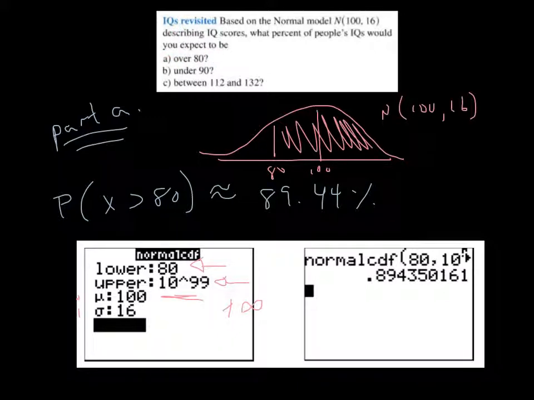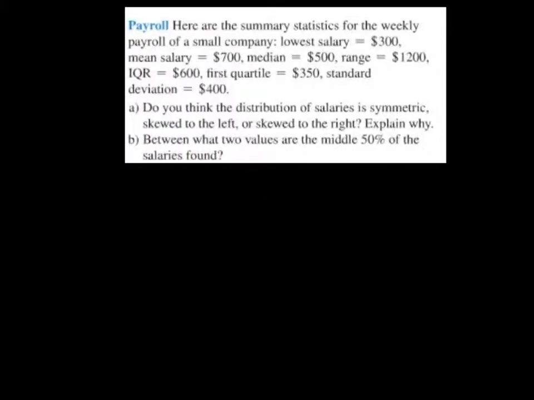And we move on. Now you're going to bump into some other questions that challenge your understanding of what's going on. Now as I see here, it says summary statistics for the weekly payroll of a small company. They give us the lowest salary, the mean salary, the median, and so on and so forth. My suggestion would be to go ahead and draw a modified box plot. Press pause and try that out now.